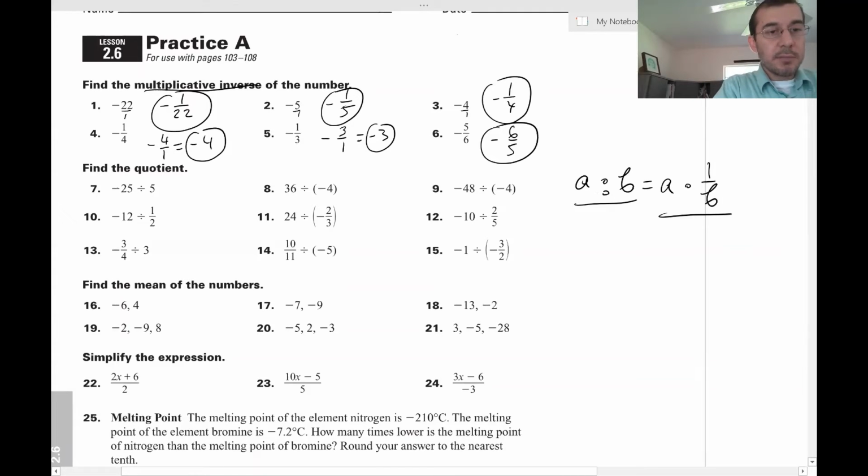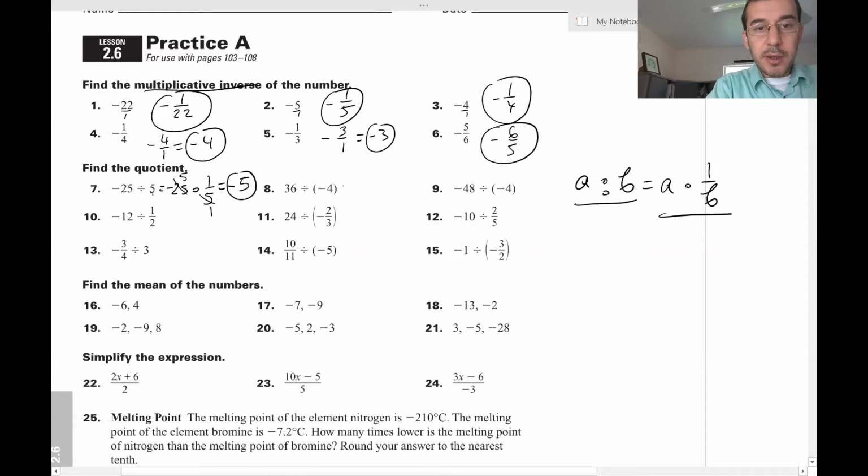So in this case, minus 25 divided by 5 can be represented as minus 25 times the multiplicative inverse of 5, which is 1 over 5. Minus times plus is minus, then 25 times 1 is 25, over 5 is 5, or you can cancel out 25 and 5 with 5. This is 1, this is 5, so 5 times 1 is 5. So minus 5 is the answer.